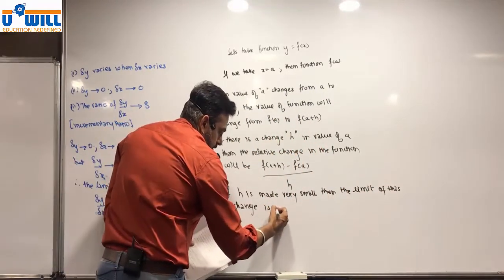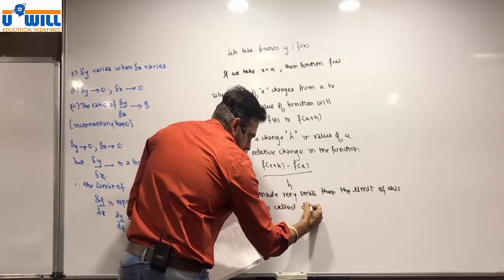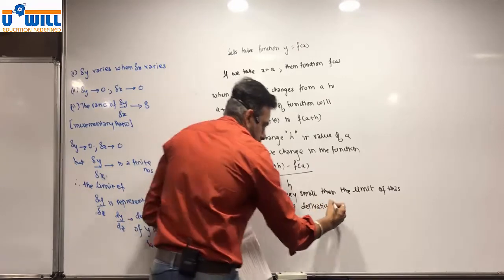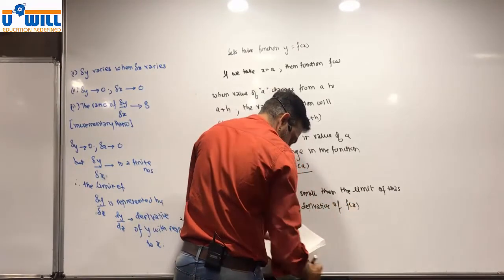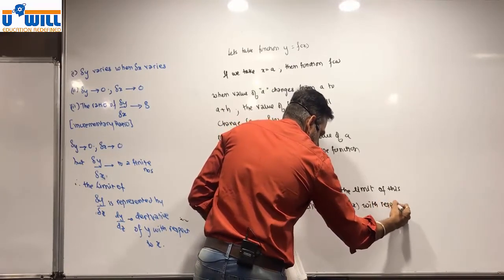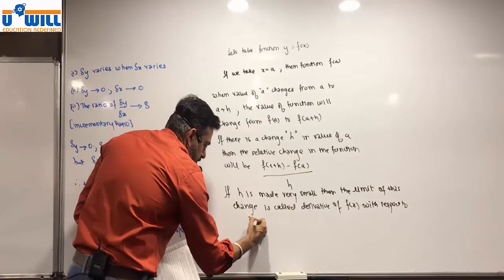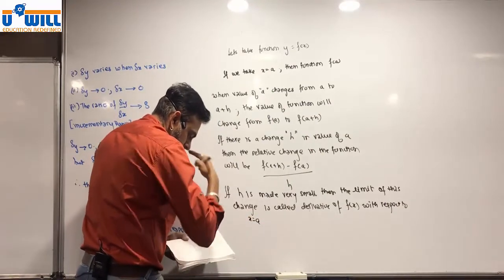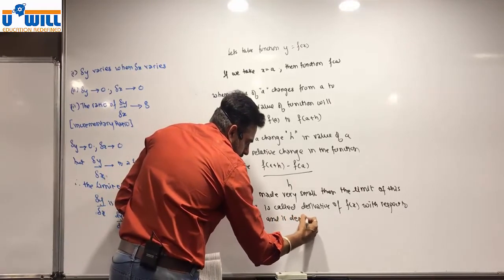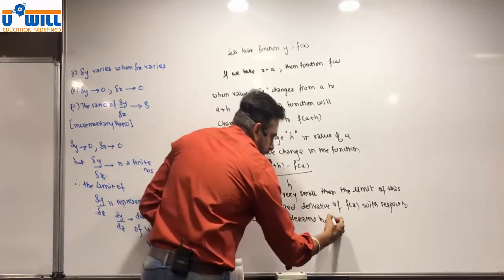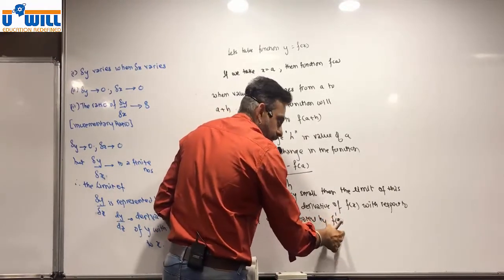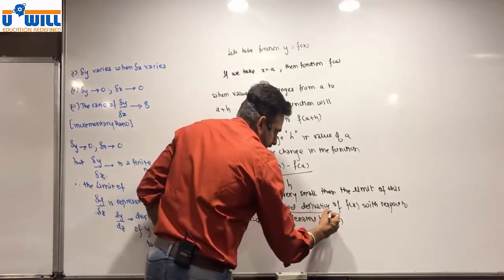change is called the derivative of the function of x with respect to x at x equal to a, and is denoted by f dash a. f dash a is called the derivative.